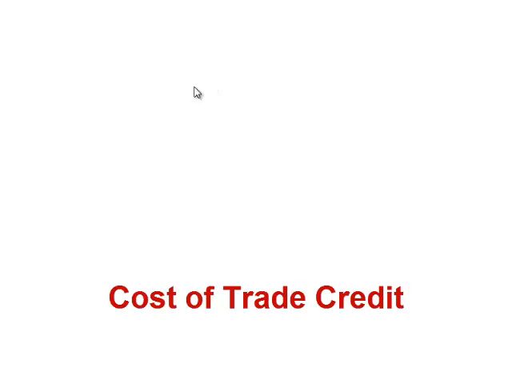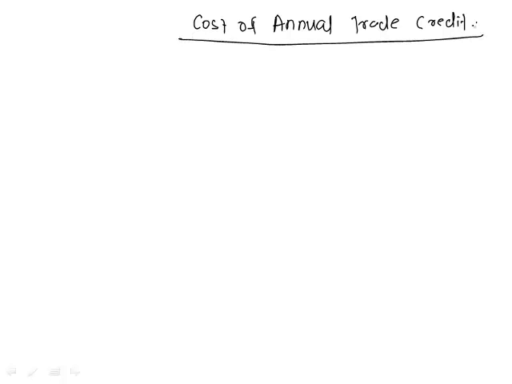So the next concept that we learn now is called cost of, please write down the heading in your notes, cost of annual trade credit. Cost of annual trade credit. Okay, so let's try to understand this concept first.